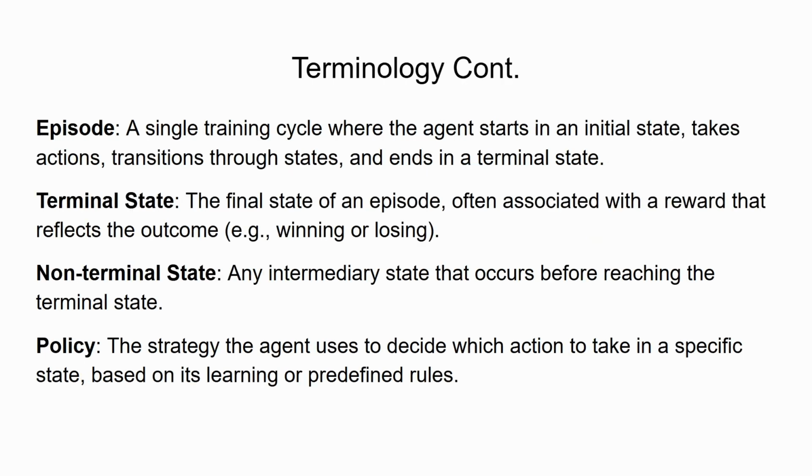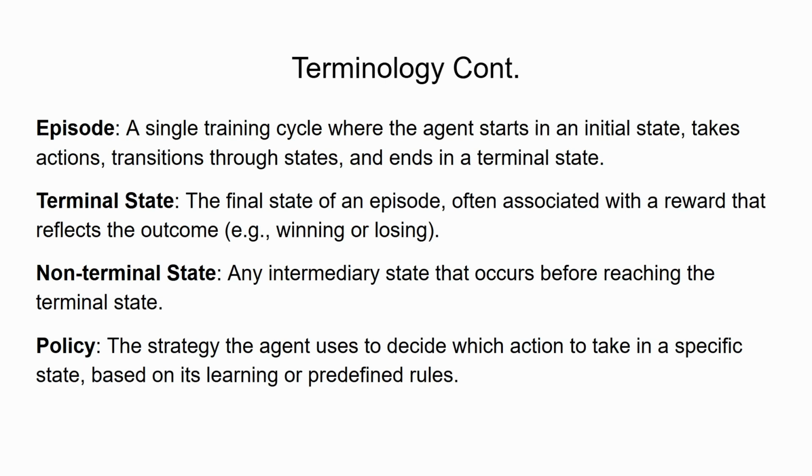I know it might be getting tiresome, but we only have a few more terms to cover. The first of which is episode, a single training cycle where the agent starts in an initial state, takes actions, transitions through states, and ends in a terminal state. This is similar to how in the driving scenario we would consider our entire trip as one episode. Terminal state, the final stage of an episode, often associated with a reward that reflects the outcome, e.g. winning or losing. This is similar to reaching home. Non-terminal state, any intermediary state that occurs before reaching the terminal state. This is similar to the state prior to the one where we reached home.